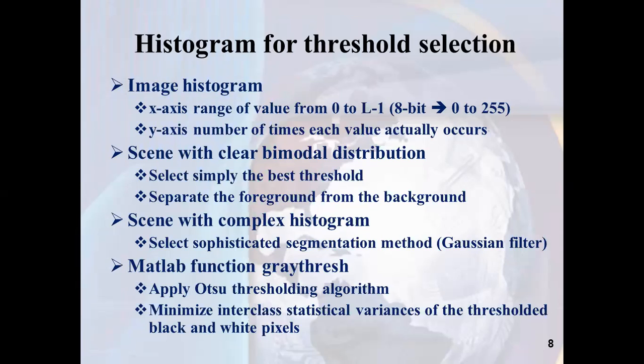For that, we have the MATLAB function graythresh. The MATLAB graythresh uses what we call the Otsu algorithm. The Otsu algorithm is an algorithm that tries to find the threshold value in an automatic way. Its objective is to minimize the intra-class statistical variance of the thresholded black and white pixels. This is what we call the Otsu thresholding value.